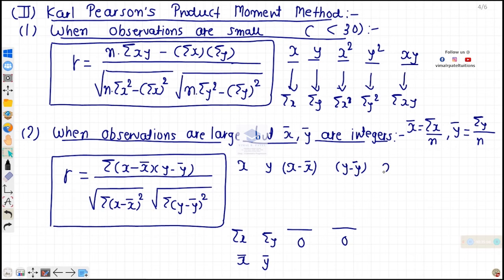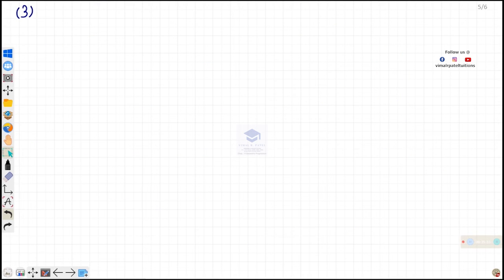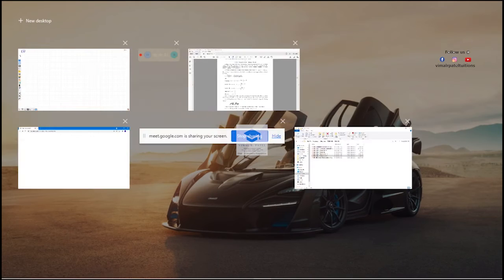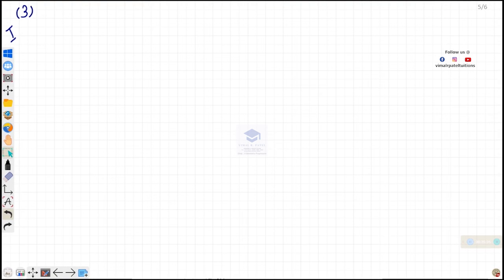Then you have to square this out: x minus x bar whole square, y minus y bar whole square, and x minus x bar into y minus y bar. This will be your numerator, and x minus x bar whole square, y minus y bar whole square, its square root will be your denominator. Most important formula for your 5 marks. This is a modification of the first formula.